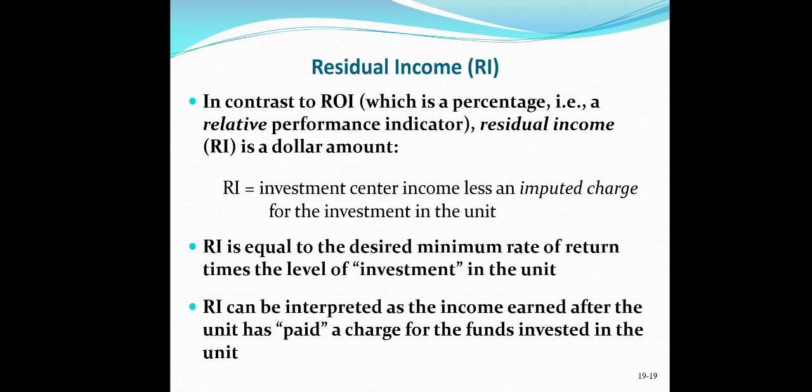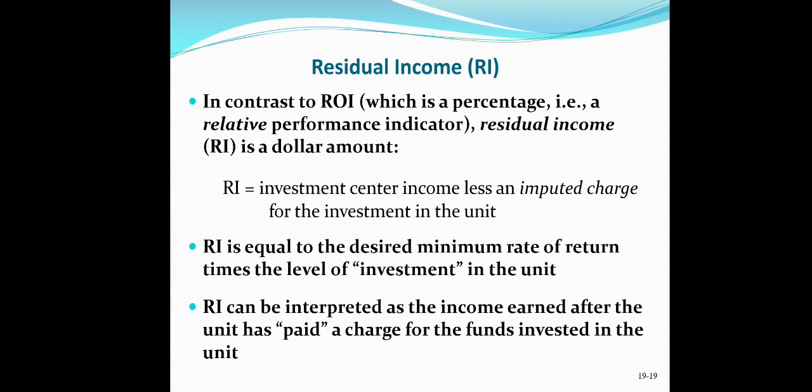Okay, topic 7 is about performance evaluation systems. I have explained in the previous lecture that there are 3 types of performance evaluation systems to be covered in this topic. The first one is ROI, the second one is RI or residual income, and the third one is EVA, the economic value added method.